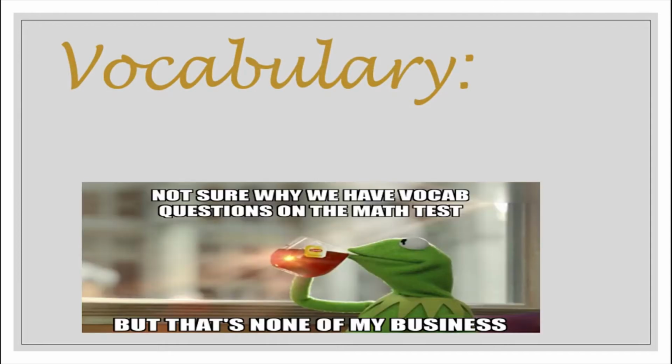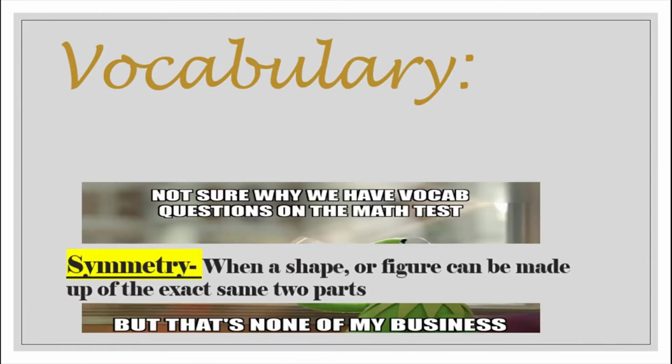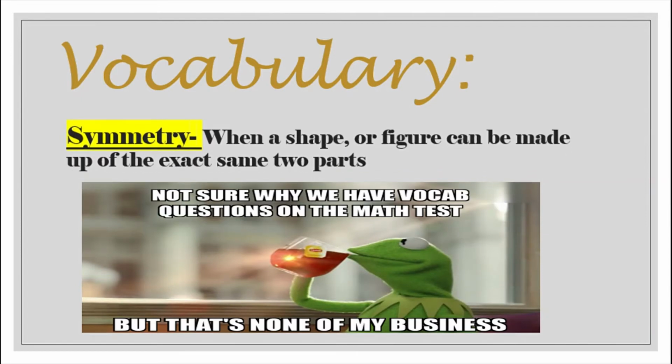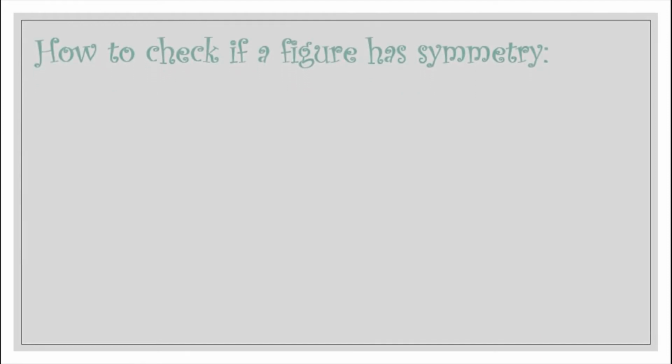So for vocabulary, of course, we need to know what symmetry means. And my definition for symmetry is when a shape or figure can be made up of the exact same two parts. Or actually, I'll hold this thought off for later because I use the phrase multiple times later. And if that definition doesn't make sense right now, it will after I tell you guys how to check if a figure has symmetry, which will basically check, as the definition says, if it can be made up of the same two parts.